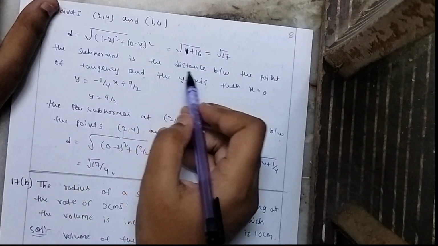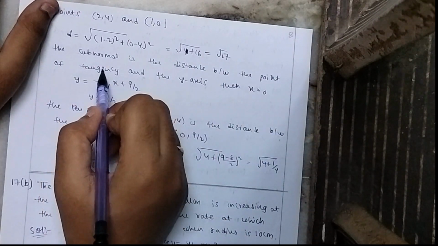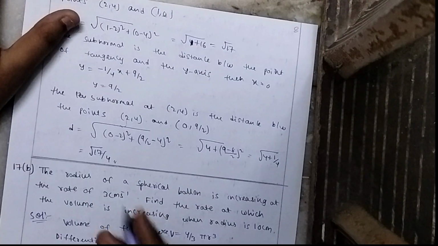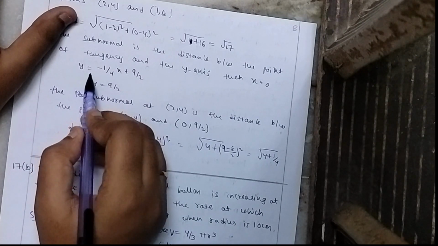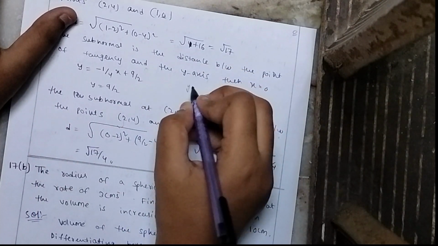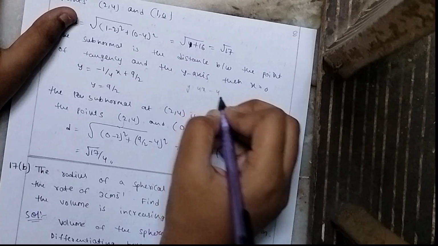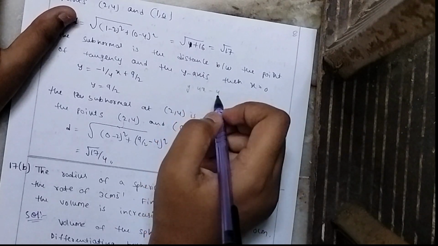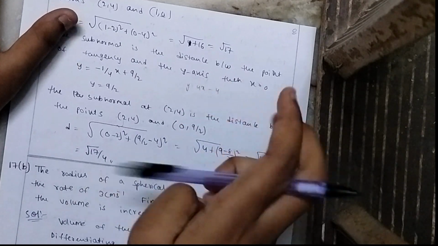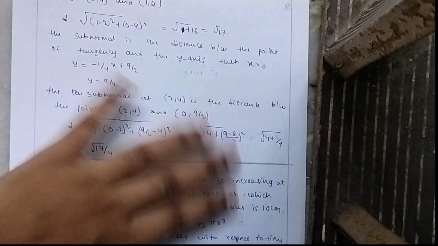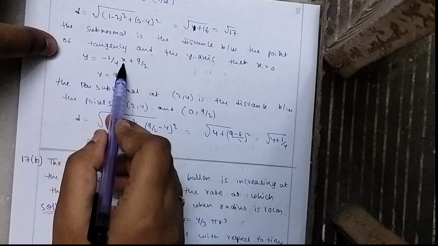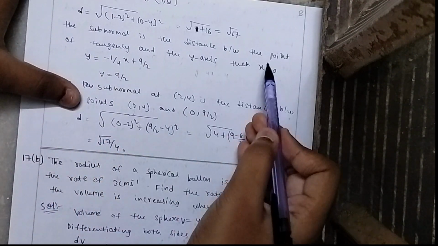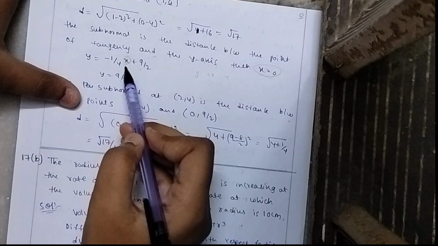The subnormal is the distance between the point of the tangent and the y-axis. That means x equals 0. Substituting, we already know y equals 4x minus 4 is the tangent line at 2, 4 using the point slope form. So now substituting, y equals minus 1 by 4 into x plus 9 by 2, and y equals 9 by 2 as x equals 0. This term is equal to 0.